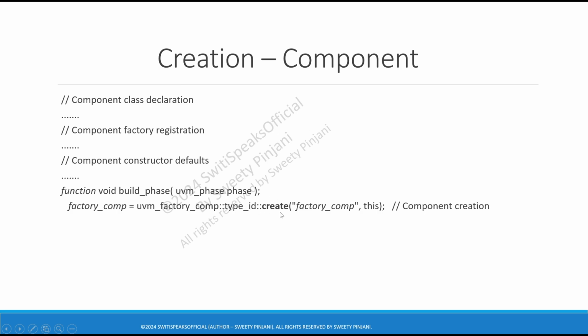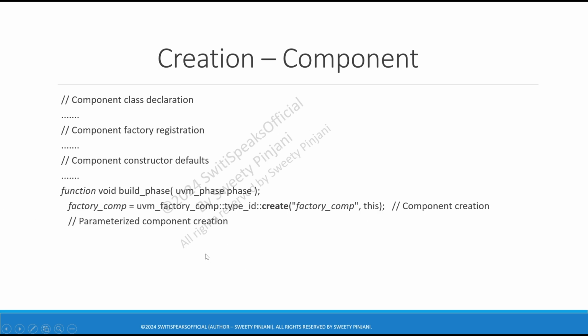And in case of component, what we said, we need two arguments, name and parent. This is the name factory comp. And this means this class itself is the parent. These are the two arguments in the create. Create, your name and the parent. This is the syntax.